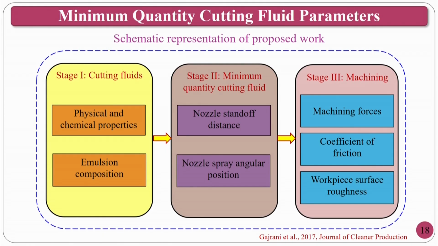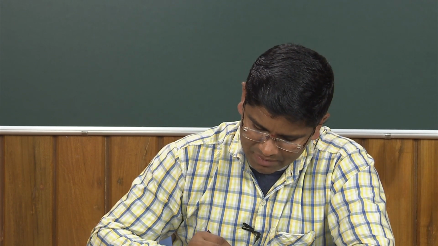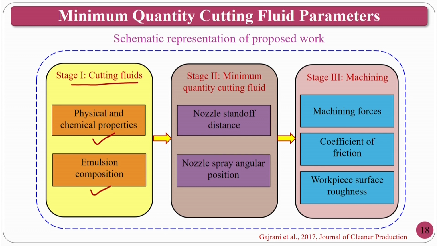Okay. If you see, the minimum quantity cutting fluid composition itself is one of the things. How to represent the proposed work? That means if I am doing the minimum quantity cutting fluid in a scientific way, how to propose that particular part of work to explain: that is physical and chemical properties, emulsion composition. These are all things. Then minimum quantity cutting fluid, stand-off distance, angular position. Then we will go for the measurement of the forces, coefficient of friction. Then we go ahead with morphology of the surface in terms of surface roughness, tool wear, and the sticking region, sliding region, and all those things we also see.